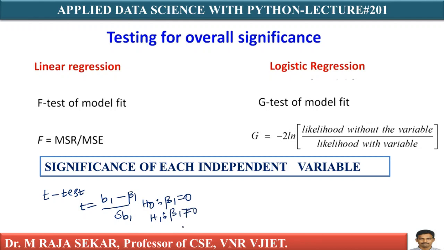What is your degrees of freedom? N minus k. How many independent variables are there in this problem? There are two independent variables.